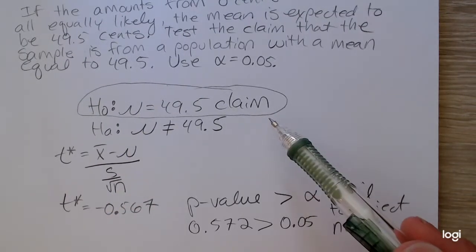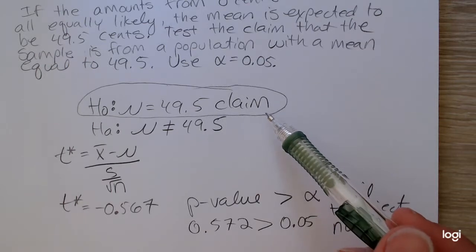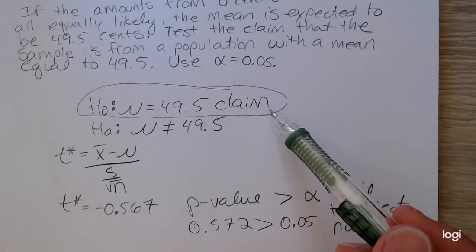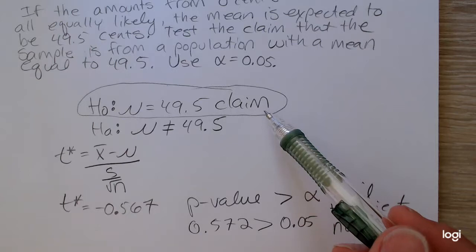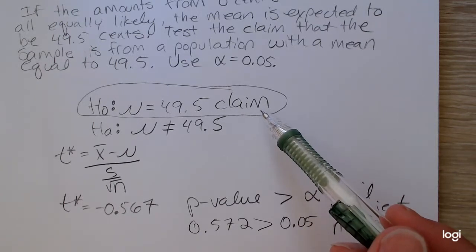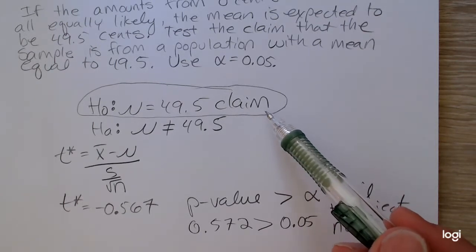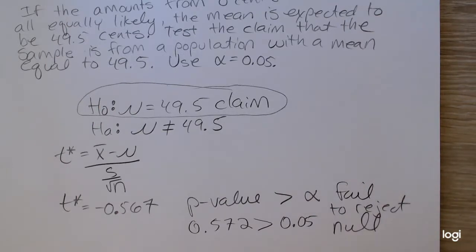So the correct way to state this is that there is insufficient or not enough evidence to reject the claim that the sample is from a population with a mean equal to 49.5.